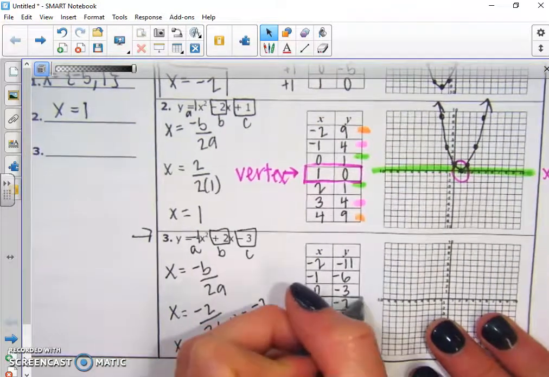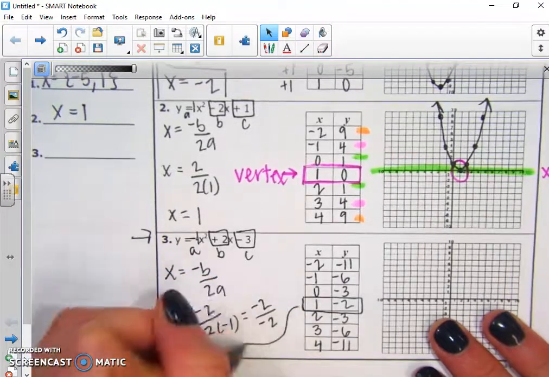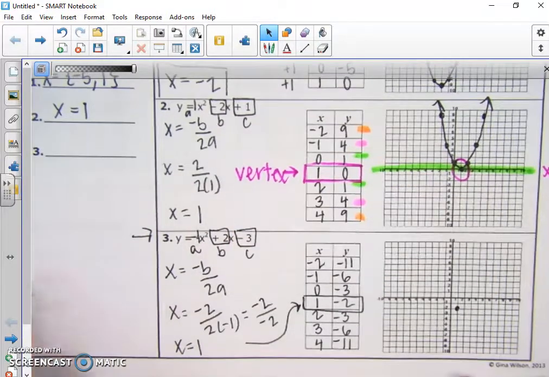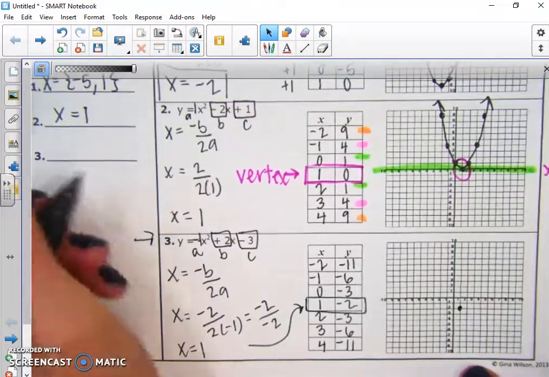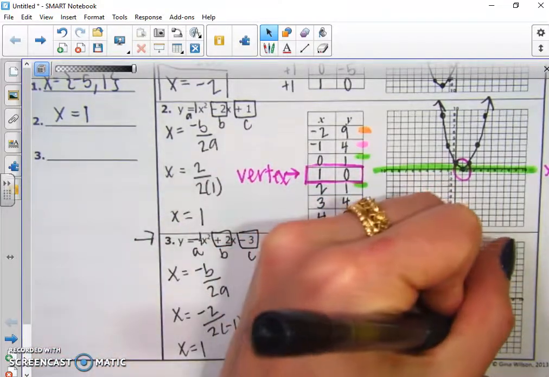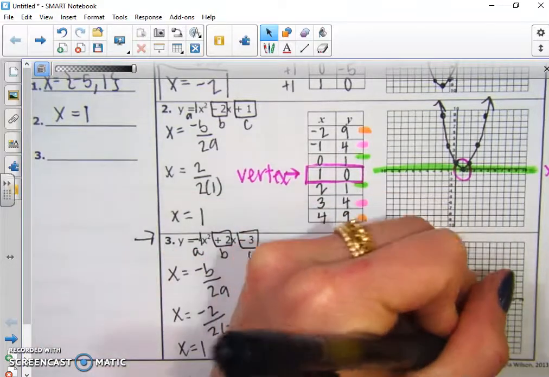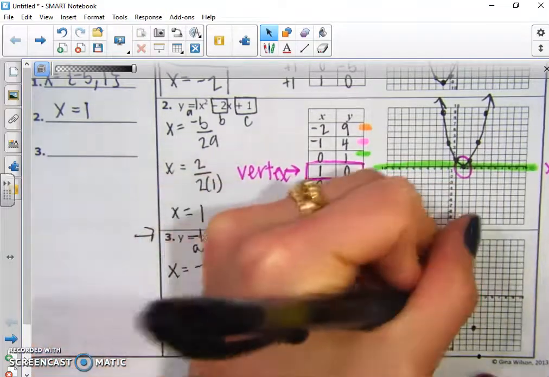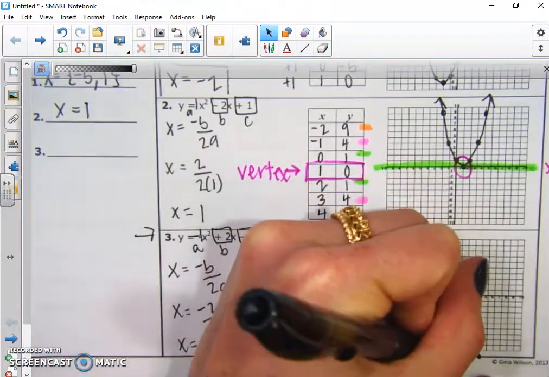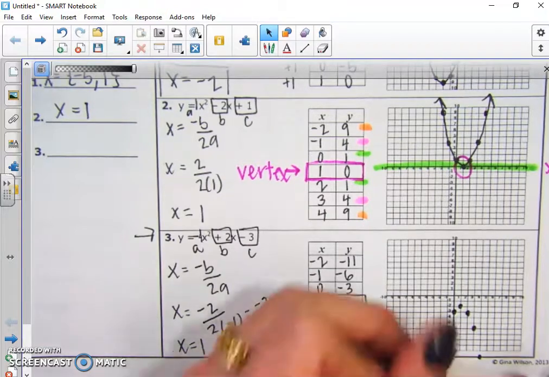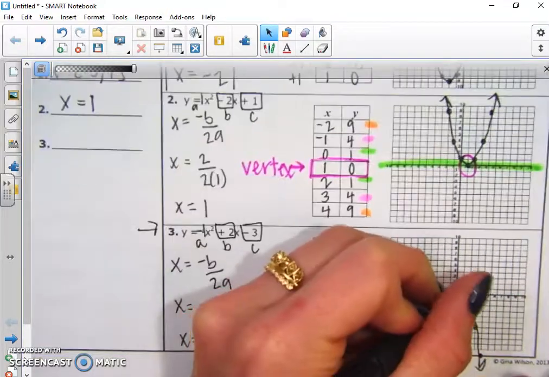Okay, here's our vertex, because it came from the axis of symmetry. There's our vertex, so let's plot that. 1, -2, and then we'll plot the rest of our points. Now -11 we can't see on our graph, so we can kind of estimate where it would be, or you don't have to plot these points, but we should have an idea of where our graph is going.